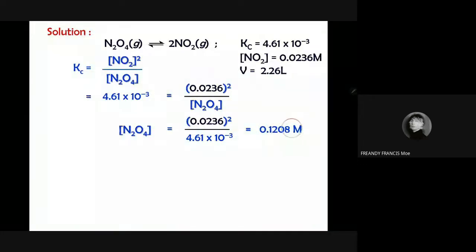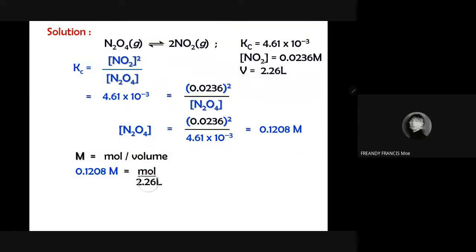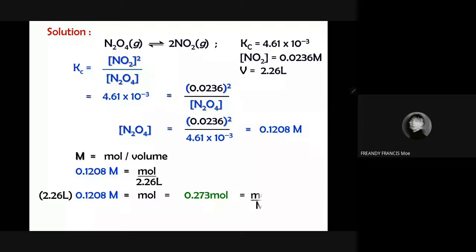Once dah dapat concentration ini, okay, kita boleh cari number of mole. Number of mole sama dengan molarity sama dengan mole bagi volume. Kita ada volume. So masukkan saja nilai dia sama dengan mole bagi volume. Nak dapatkan mole, kita akan dapat nilai dia 0.273 mole. Kemudian kita nak cari mass. Okay. Dan number of mole sama dengan mass bahagi Mr. Mass bahagi Mr sama dengan number of mole. Kita susun, masukkan Mr dia 92.02 ataupun 92.0.